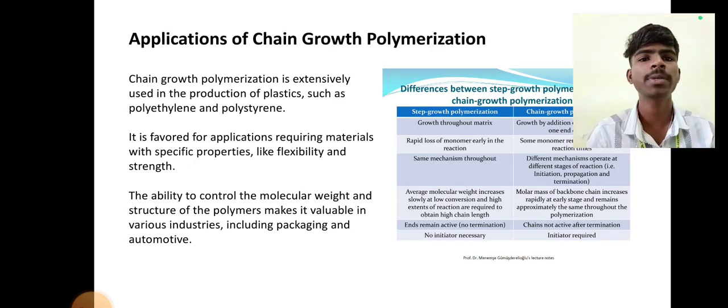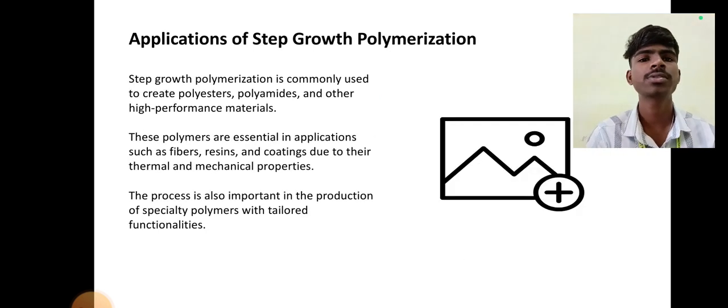Application of chain growth polymerization. Chain growth polymerization is extensively used in the production of plastics such as polyethylene and polystyrene. It is favored for applications requiring materials with specific properties like flexibility and strength. The ability to control the molecular weight and structure of the polymers makes it valuable in various industries, including packaging and automotives.